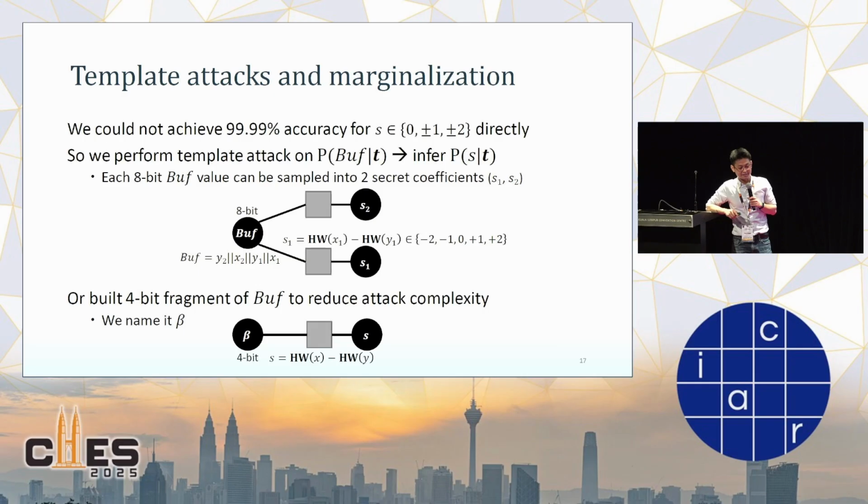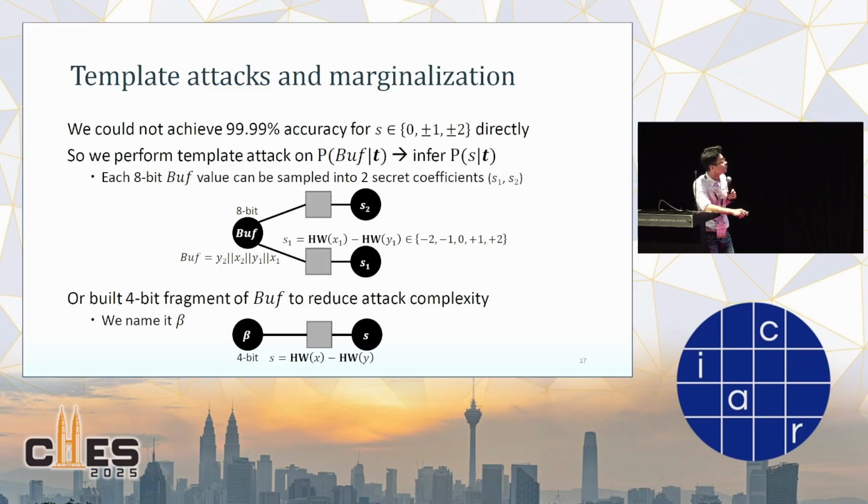Now, back to our attack. It turns out that we couldn't really achieve the required 99.99% accuracy when we tried to perform a template attack directly on the variable S, even though it only has 5 possible values. But we found that we can actually perform a template attack on this buff variable and use it to infer the value of S. The reason is that each 8-bit buff value is sampled into 2 secret coefficients, S1 and S2. For people who did SOSCA, this is the vector graph that describes this relationship. We'll talk more about it later.